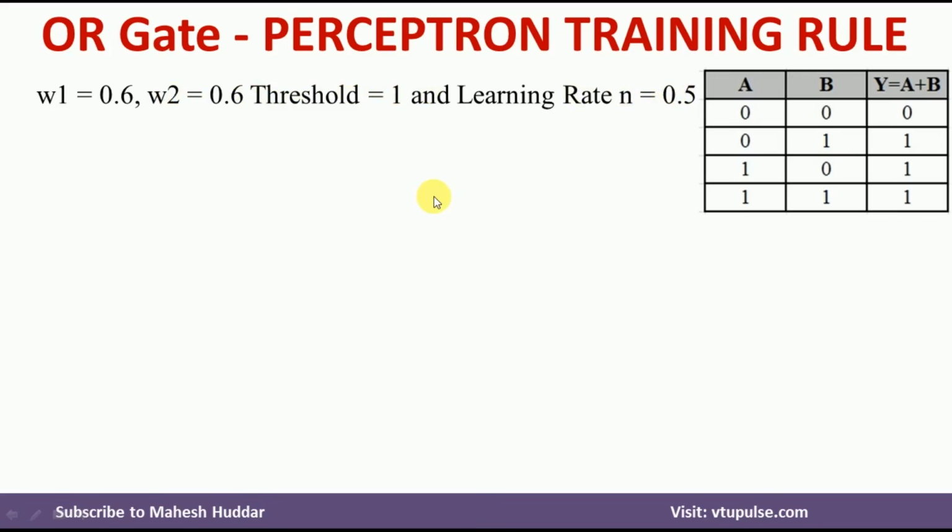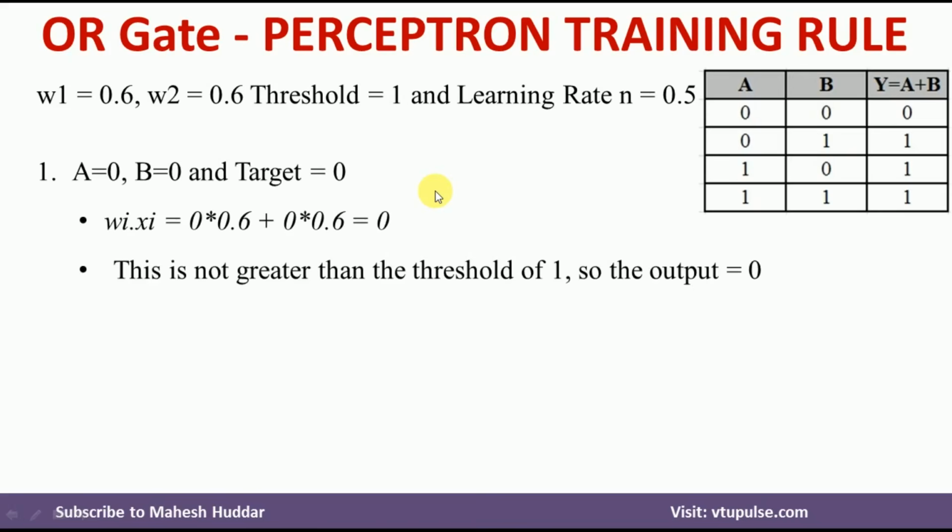First we consider the first example, that is A equals 0 and B equals 0. Target is 0 in this case. We calculate the summation term, that is the sum of Wi xi. In this case A is 0 and W1 is 0.6, plus B is 0 and W2 is 0.6, which is equivalent to 0. Now we compare the summation term against the threshold value. The calculated summation term is not greater than the threshold value, hence the output is set to 0. The target is 0 and the calculated output is 0. Because both of them are the same, there is no need of weight updation.